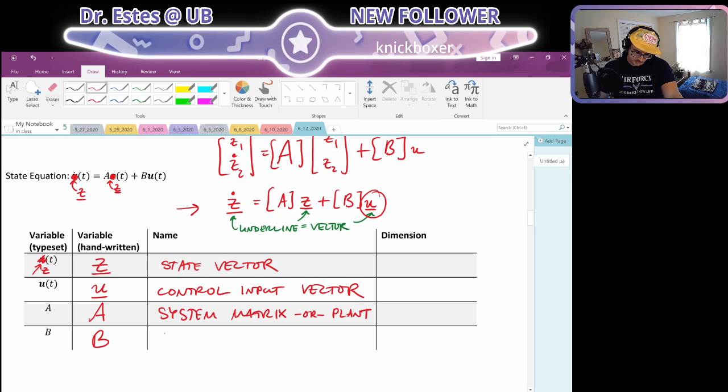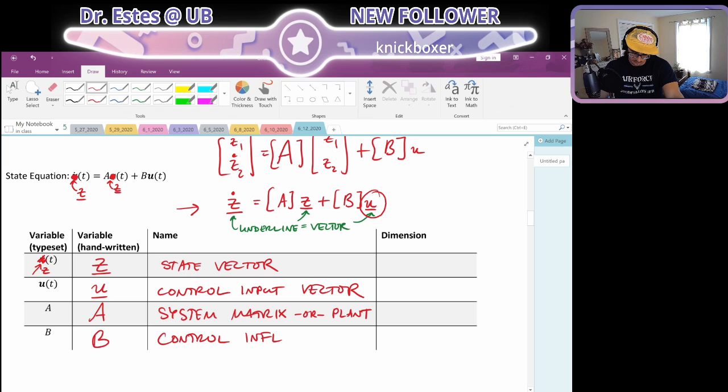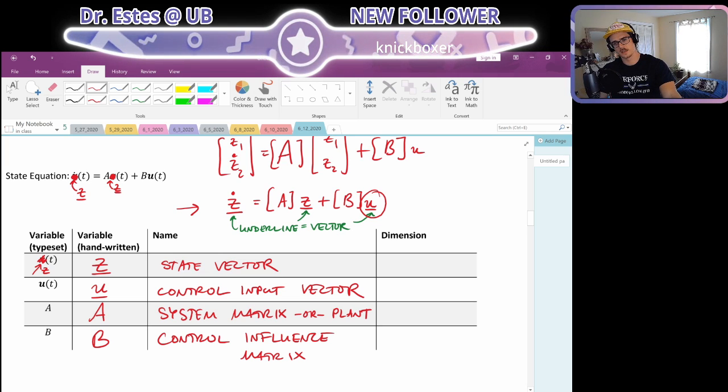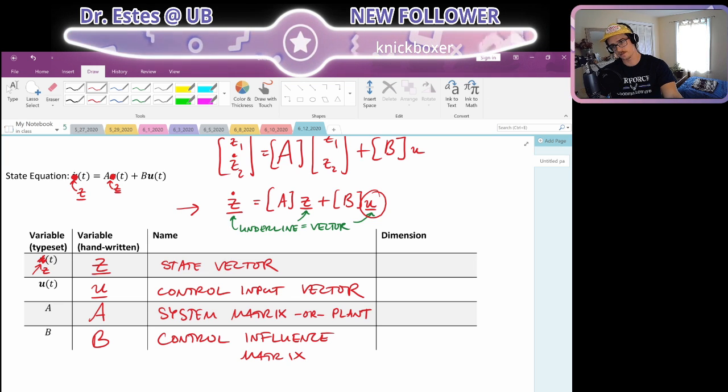Okay, the B is called the control influence matrix, because this matrix describes how the different control inputs interact with the states. How they influence the states.